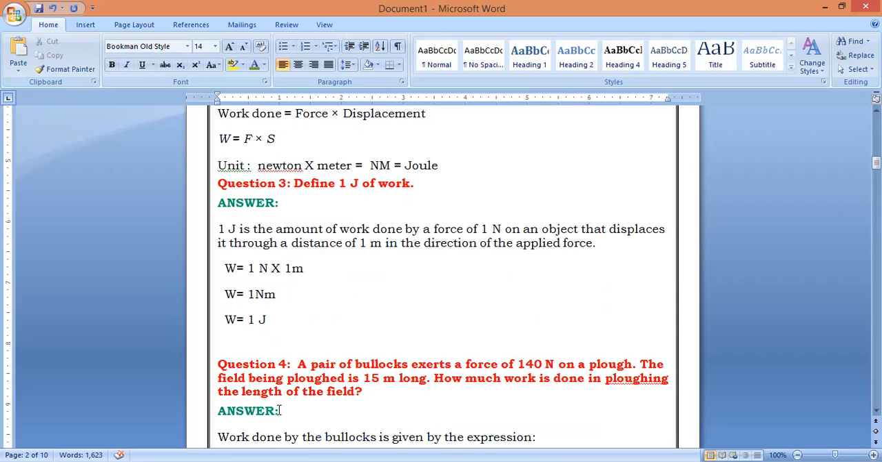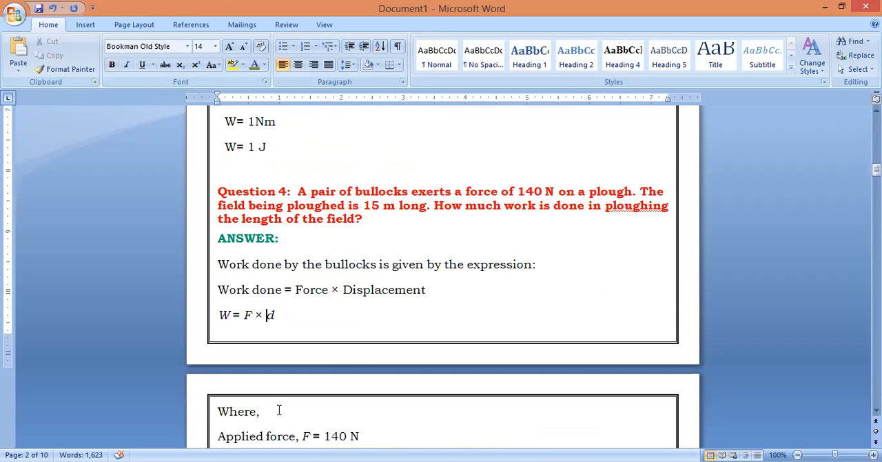Let us go to the next question. A pair of bullocks exert a force of 140 Newton on a plow. The field being plowed is 15 meter long. How much work is done in plowing the length of the field? So they are asking how much work is done.